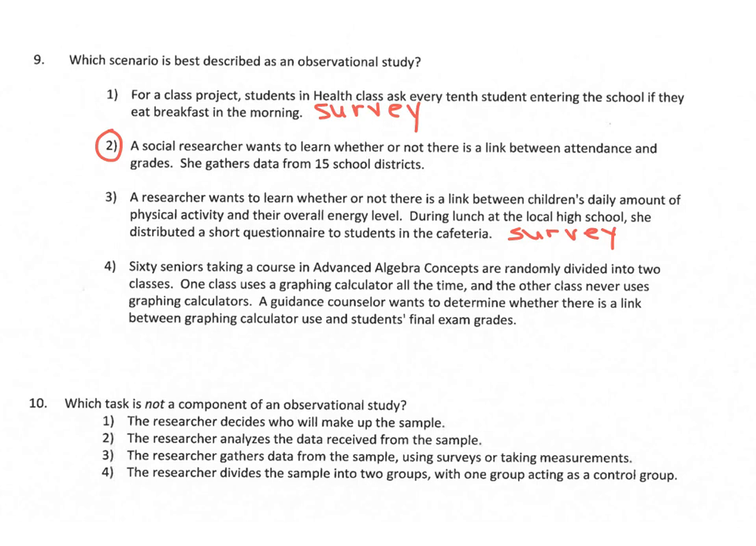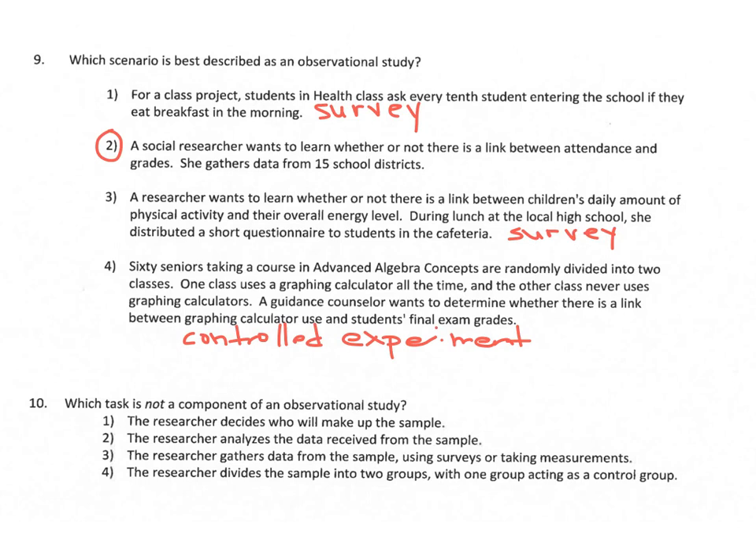And then choice 4, it says 60 seniors taking a course in advanced algebra concepts are randomly divided into 2 classes. One class uses a graphing calculator at all times, and the other class never uses a graphing calculator. So that right there, they're dividing them into 2 groups, and each group is given a different treatment, right? One of the groups gets the calculators and the other doesn't. So I would say that that right there is a controlled experiment. Okay, so choice 2 is definitely the answer.